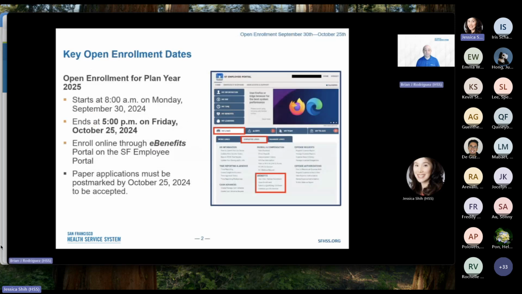Here are some key dates for plan year 2025. Open enrollment starts at 8 a.m. Pacific Time on Monday, September 30th, 2024, and ends at 5 p.m. Pacific Time on Friday, October 25th, 2024. You may enroll through the e-benefits portal on the San Francisco Employee Portal. Paper applications must be postmarked by October 25th, 2024 to be accepted.